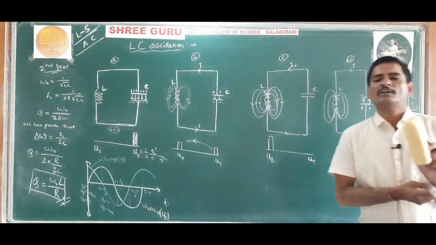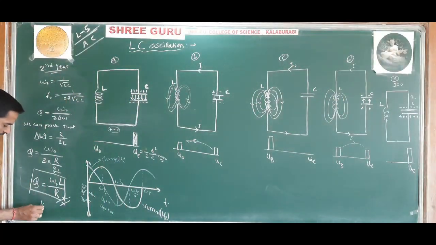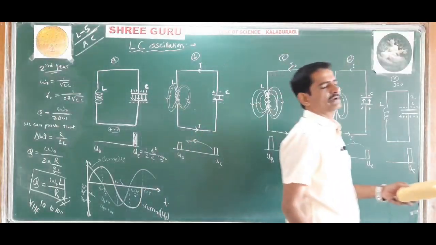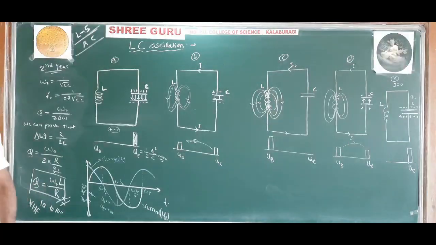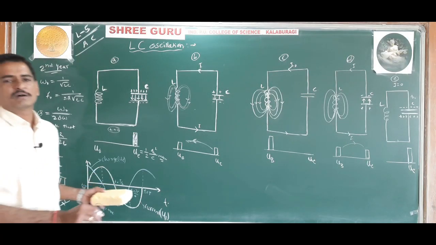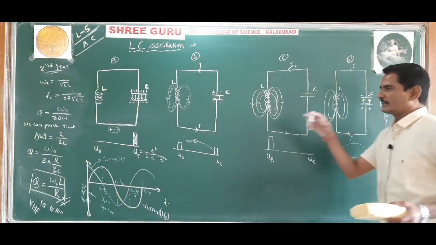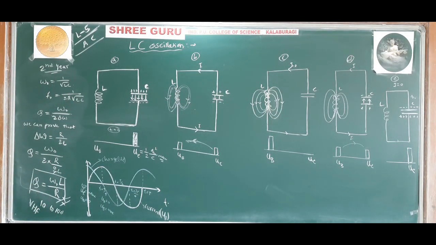Generally, the value of quality factor lies between 10 to 100 for VHF frequencies, and quality factor is just a number. It does not have any unit and does not have any dimension. So remember these things, which are to be remembered.